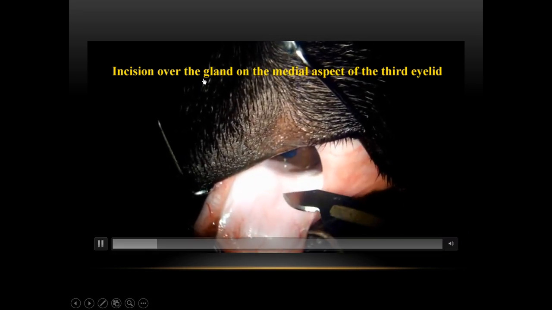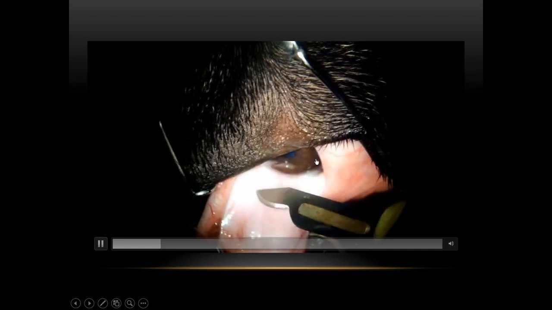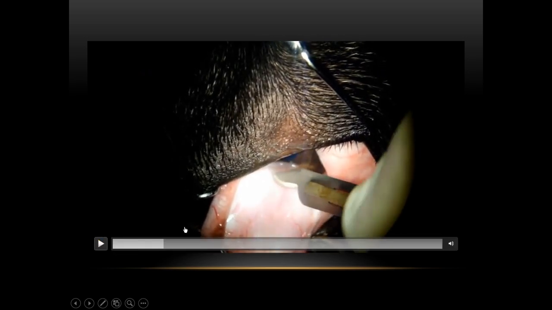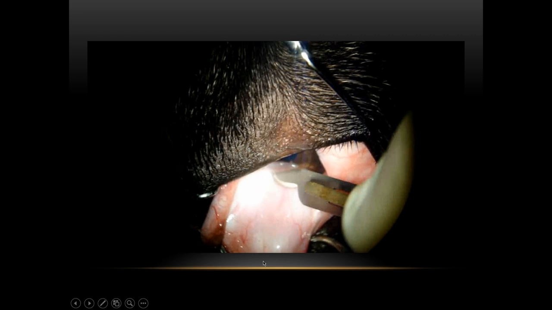So the first step is the incision over the gland on the medial aspect of the third eyelid. So the third eyelid is retracted this way, okay? This is the inner part of the third eyelid, and this is the gland that was prolapsed. You take your baby Bacall's and put on each side of the third eyelid to have tension on it, and it's easier to cut through the third eyelid to make the incision, okay?